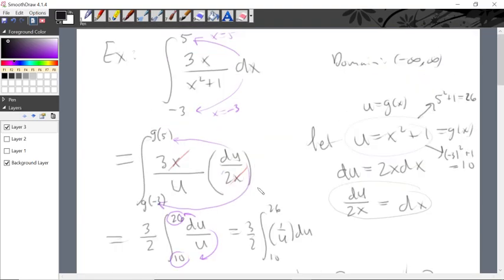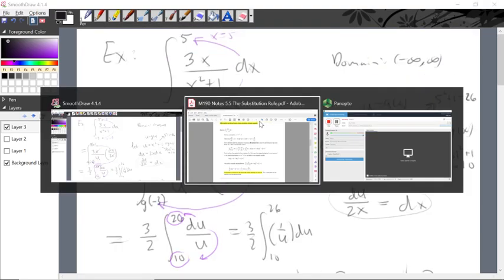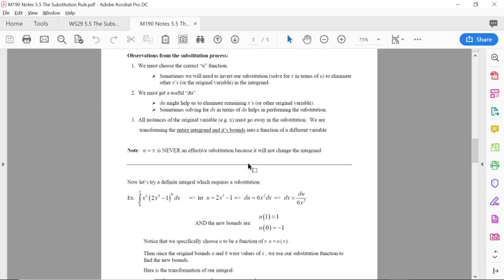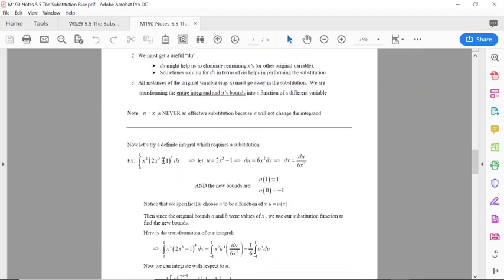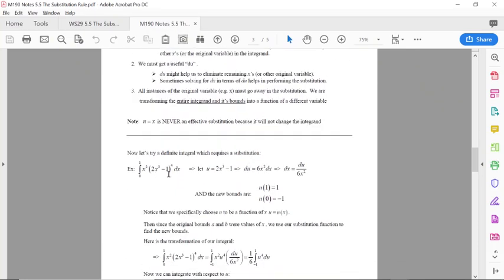Alright, so that's how we can deal with a definite integral through the use of a u substitution, right? We have to change the bounds. Okay, here's another example right here. Here I'm choosing this function 2x cubed minus 1.